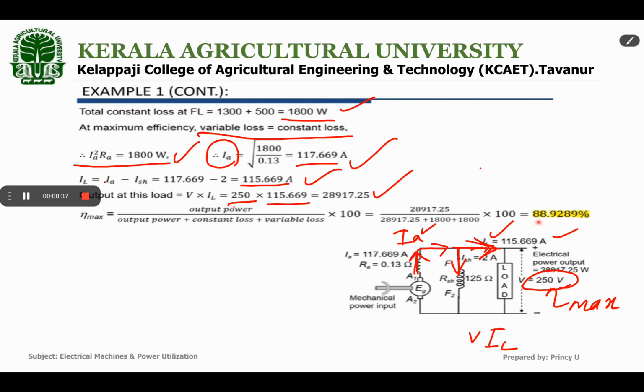So that output you have calculated here. So that output divided by output plus losses. And in this condition you have to consider this constant loss and variable losses are equal. So substitute the value as 1800. This is the constant loss. So substitute output as 2,8917 and input as that VI plus constant loss plus variable loss, which are equal. So you will get the maximum efficiency as 88.92%. Okay.